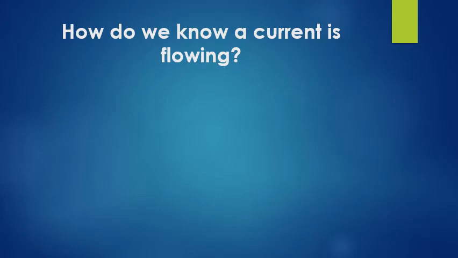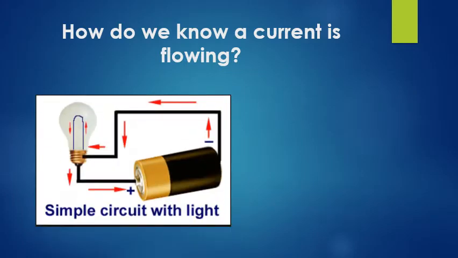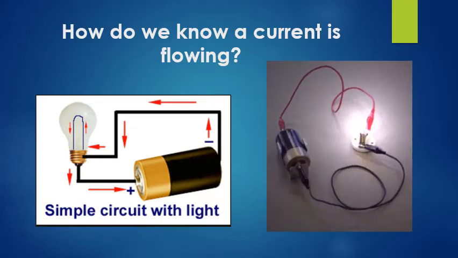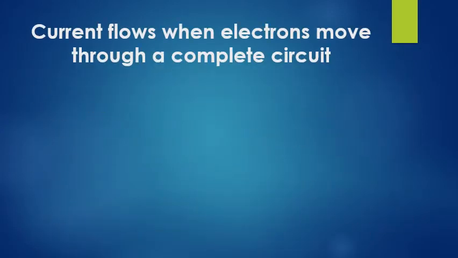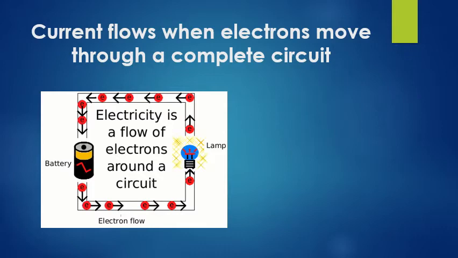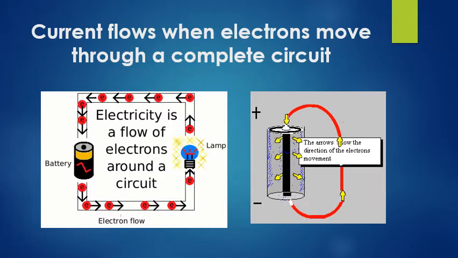So how do we know when a current is flowing in a circuit that we've set up? Well, here's a simple circuit with just a battery to provide some energy and a globe. And of course, we know that it's complete when the globe lights. Current flows when electrons move through a complete circuit. Here's a diagram of electron flow through a circuit containing a globe and a battery. And here's an animation showing the direction of movement of the electrons through the circuit. And they flow from the negative to the positive terminal.